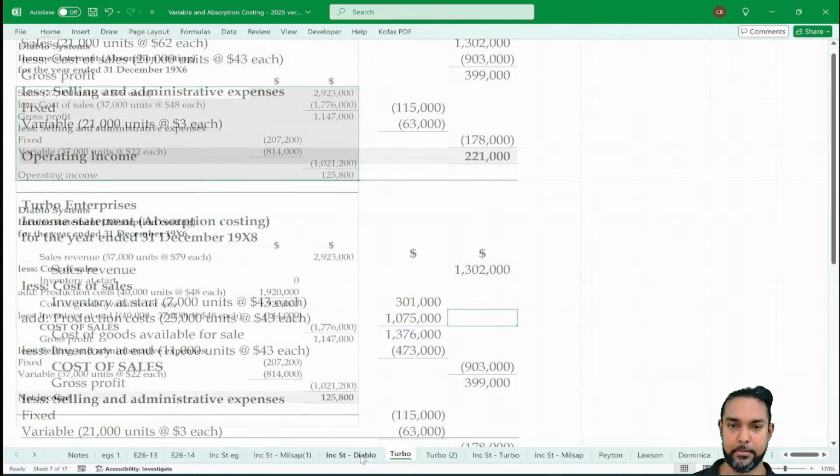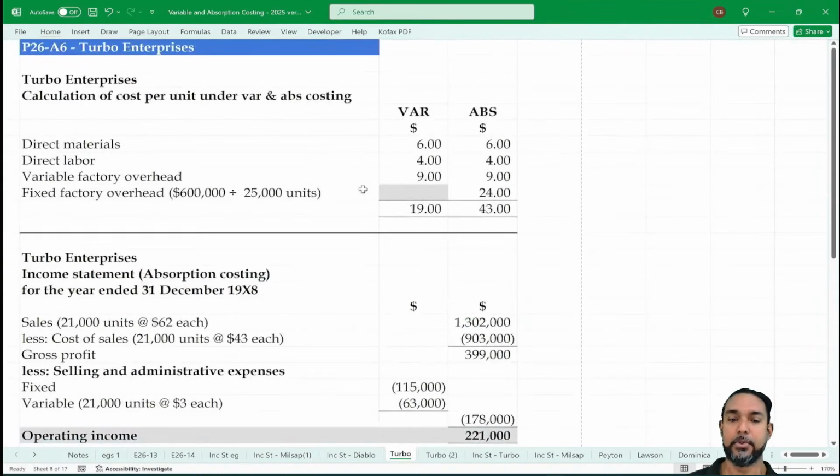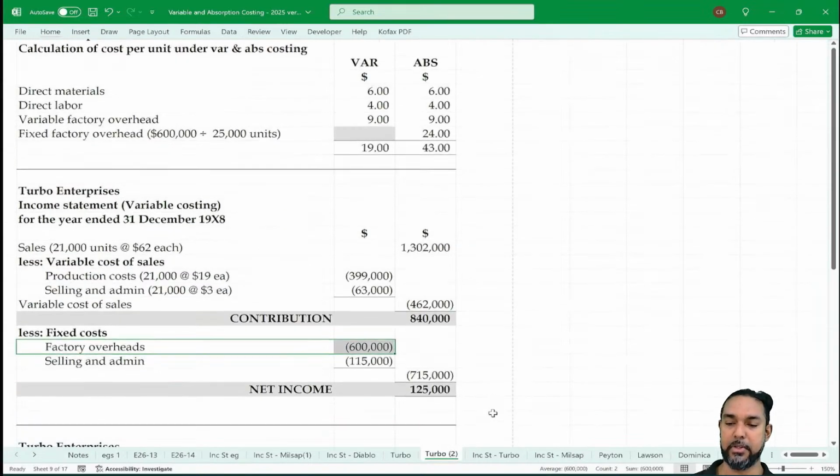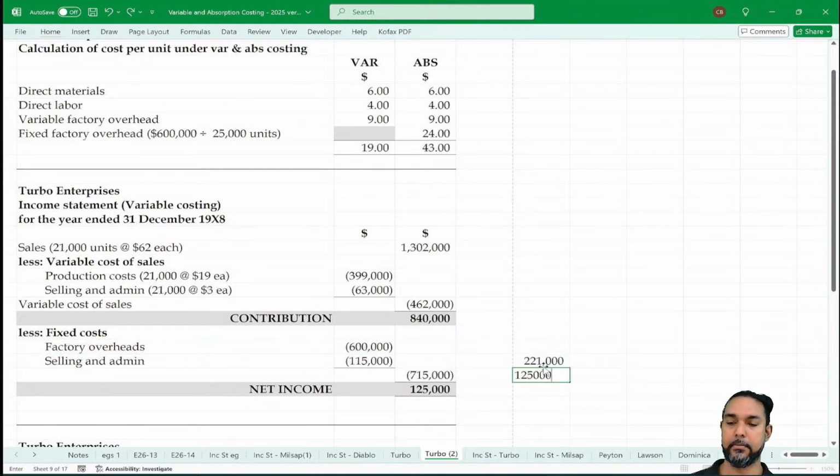So, sorry, one sec. The 4,000, so the difference between the 21,000 and the 25,000, that's number sold and number produced. The difference is the closing inventory. 4,000 by 24, let's see what that is. If we take 4,000 units and multiply by 24, look what we get, 96,000. And didn't we say the difference between 221 and 125? Let's put it here to be explicit. 96, which is equal to 4 by 24, right?